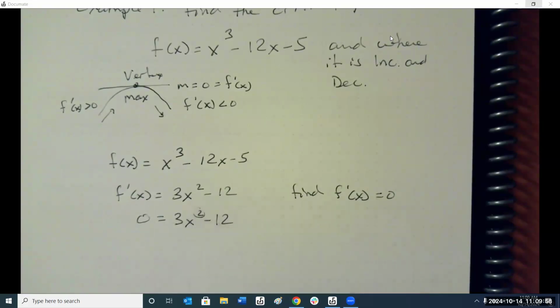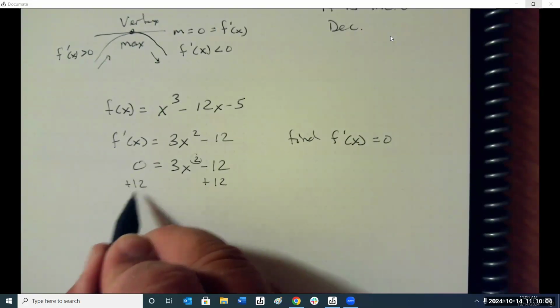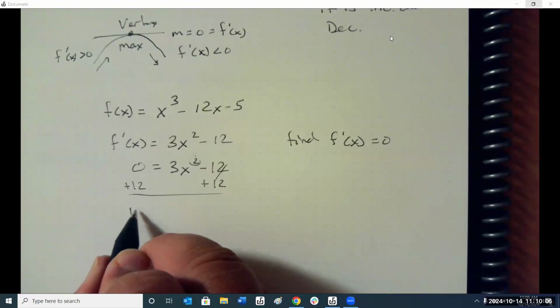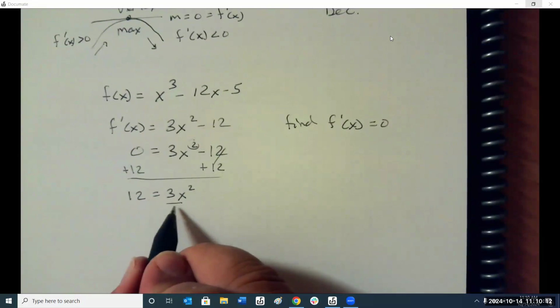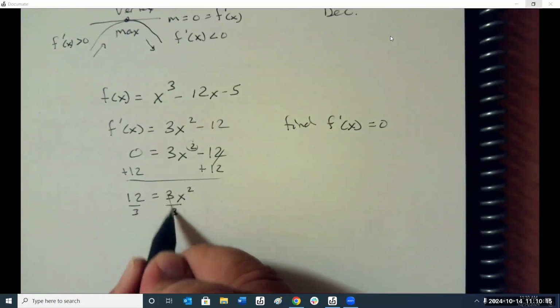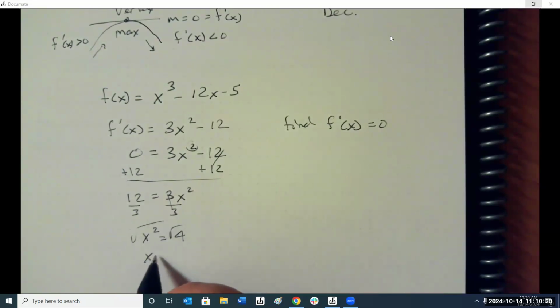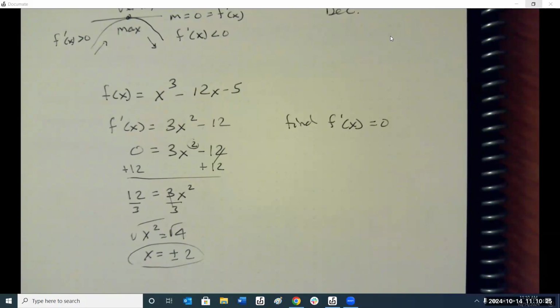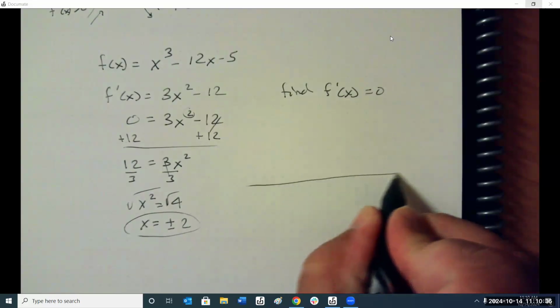We know we're going to have 2 points here. So add 12 to both sides. Divide by 3. We have x squared equals 4. Square root both sides. X equals plus or minus 2. Those are my critical values. Now, what does that tell us? What it tells us is this.